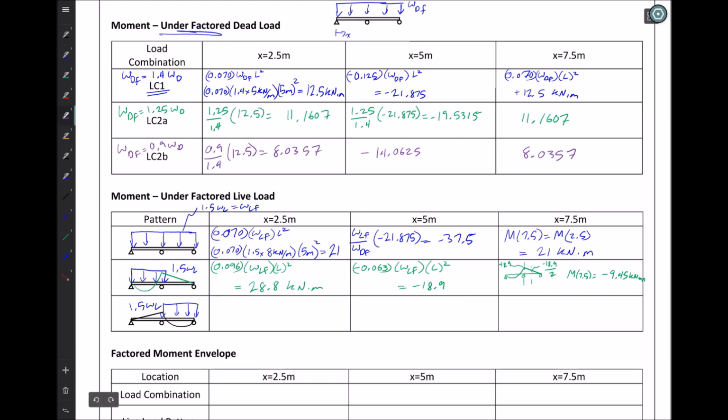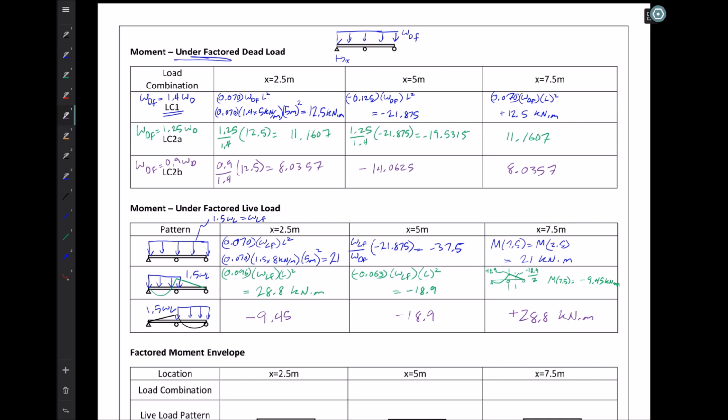So I can take this and call this minus 9.45, minus 18.9, and plus 28.8 kilonewton meters. And we are very nearly done.